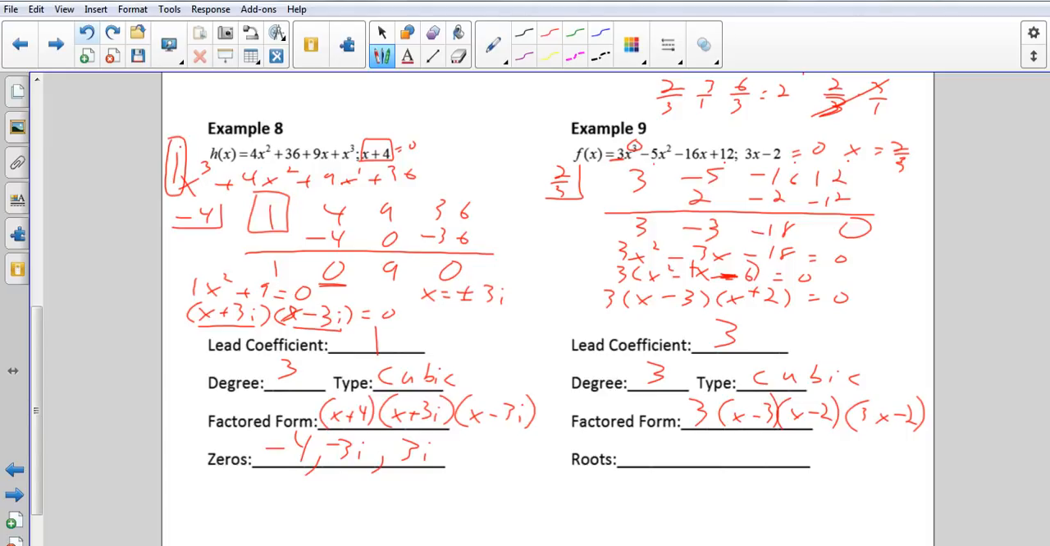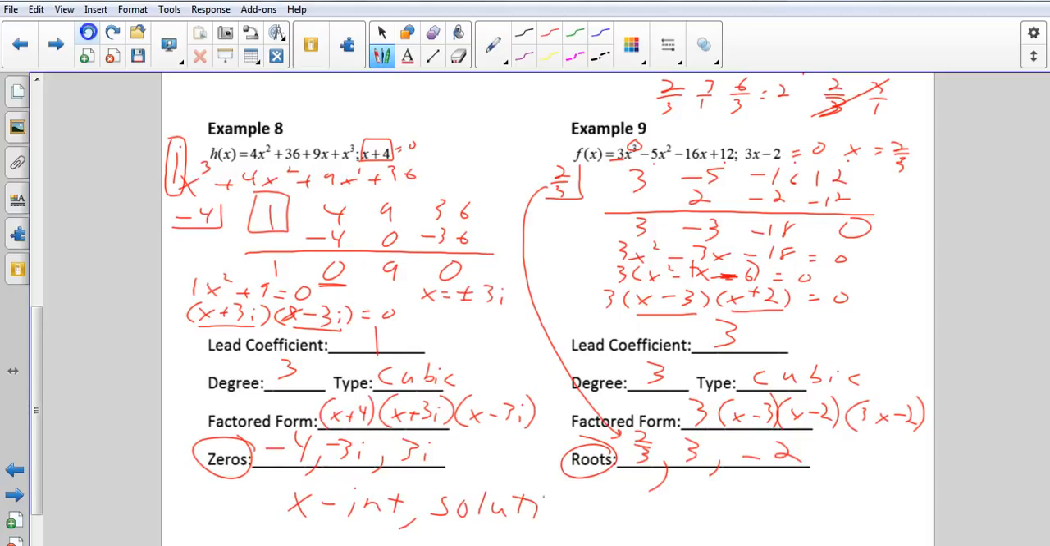And the roots are, well, we already know, 2/3, which comes right from here. And then x minus 3 set equal to 0 is positive 3. X plus 2 set equal to 0 is negative 2. And there are our roots. Notice here we said zeros, here we said roots, x-intercepts, solutions. These are all interchangeable terms.